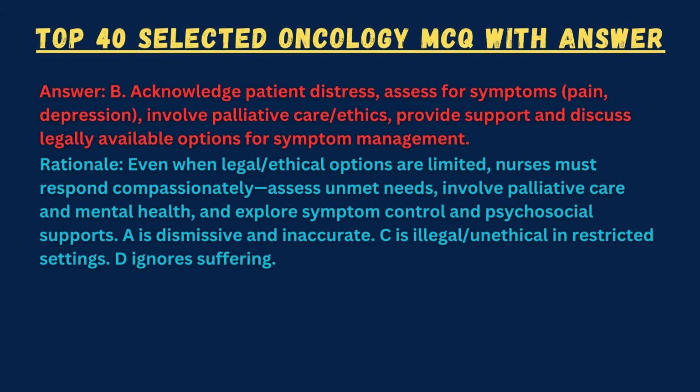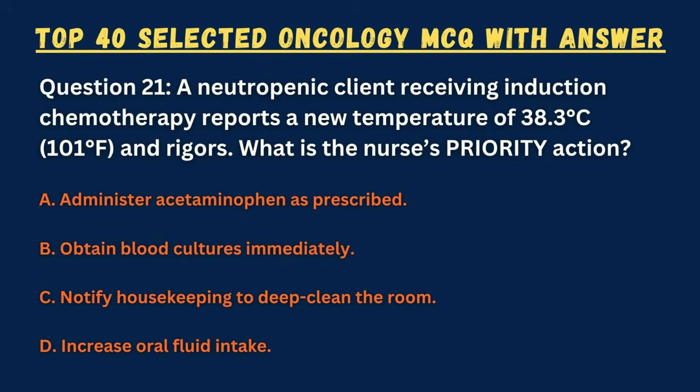Answer. B. Acknowledge patient distress, assess for symptoms, pain, depression, involve palliative care or ethics, provide support and discuss legally available options for symptom management. Rationale. Even when legal/ethical options are limited, nurses must respond compassionately, assess unmet needs, involve palliative care and mental health, and explore symptom control and psychosocial supports. A is dismissive and inaccurate. C is illegal or unethical in restricted settings. D ignores suffering.